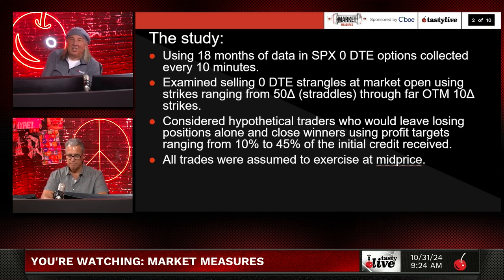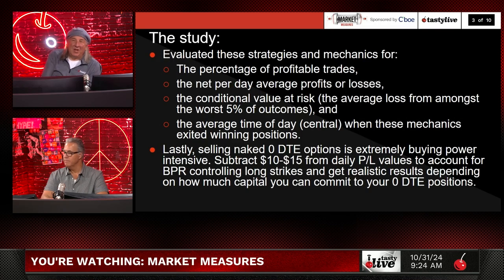Go to the next slide, Beth. So the mid price is probably a little unfair. You've got to give up like a nickel or a dime. So we wrote on here, subtract $10 to $15 from the daily P&L values to account for buying power controlling the long strikes to get realistic results, depending on how much capital you commit to your 0 DT positions. So basically what they're saying is if you have to buy the wings for capital reasons, subtract $10 to $15 a day. Got it.